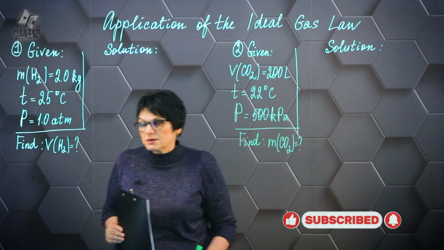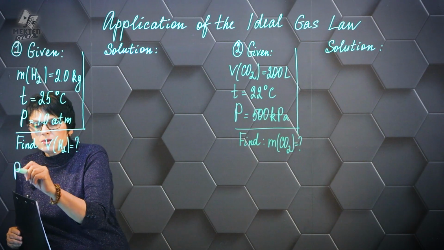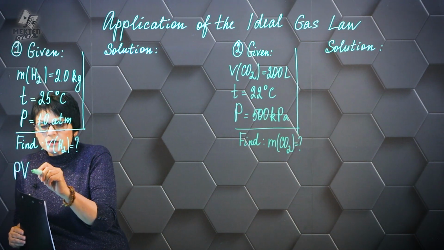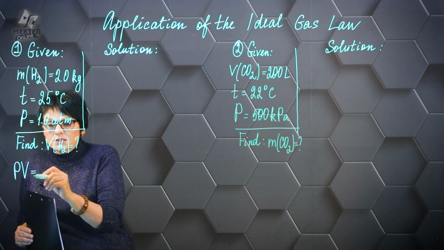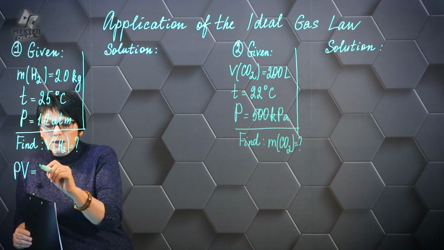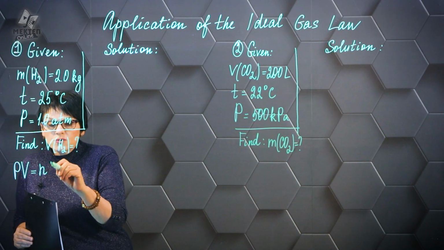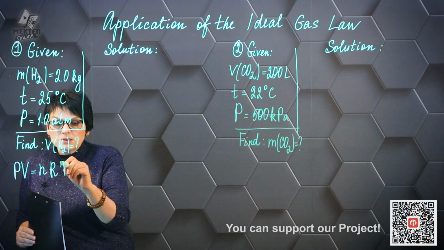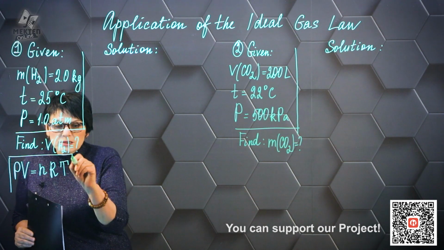Let me remind you that the formula of this law, this equation, is P times V equals n R T, where n is the mole number, R is the gas constant, and T is the temperature. So both problems will be solved using this equation.